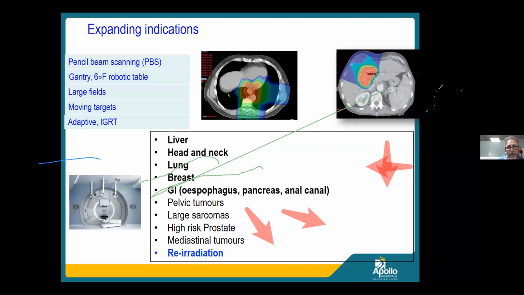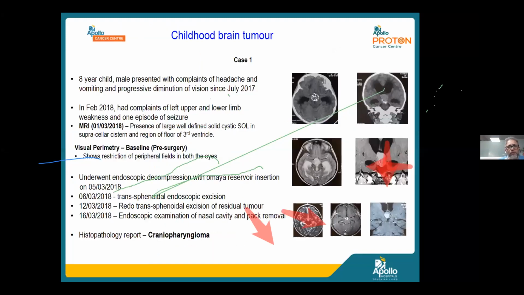And I would like to begin by showing you a case, which was the first case to be treated in India, a childhood brain tumor. It was an 8-year-old child who actually had a suprasellar tumor. This is called a craniopharyngioma. It's not an uncommon tumor.